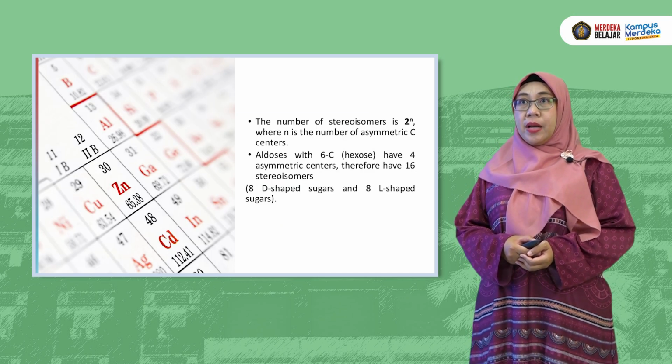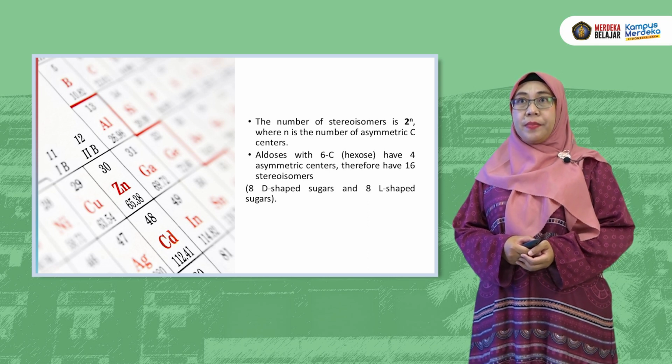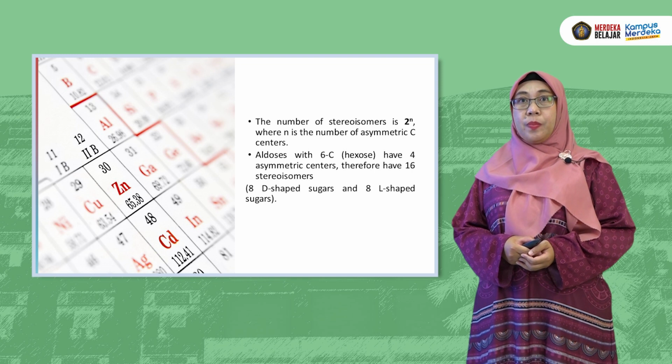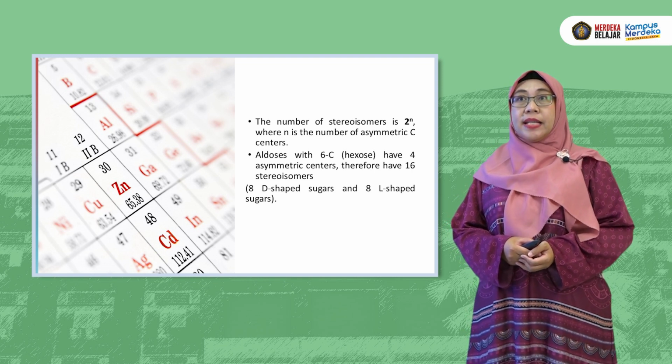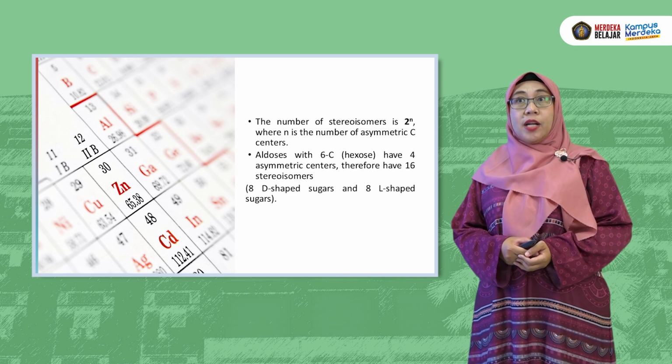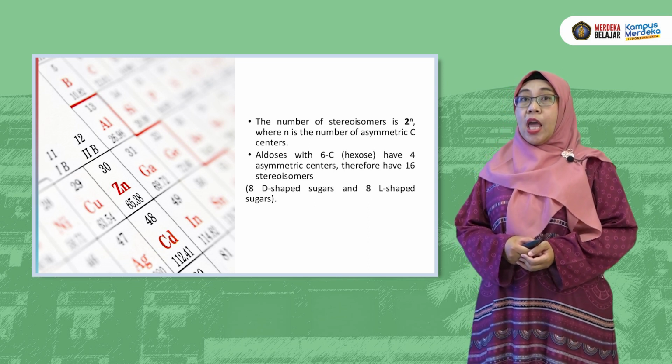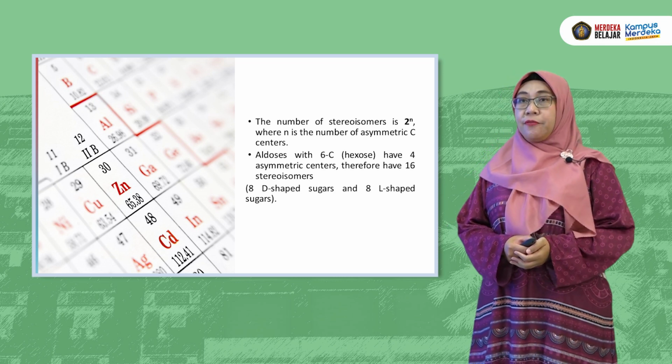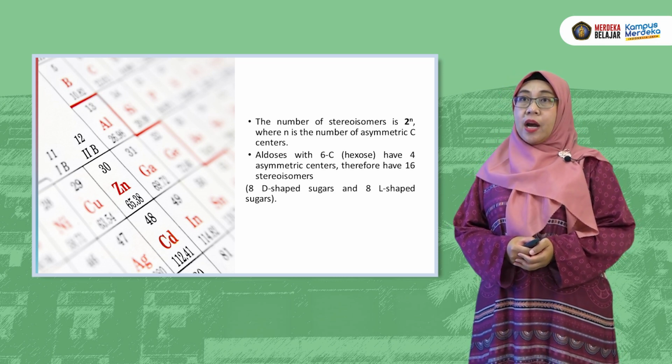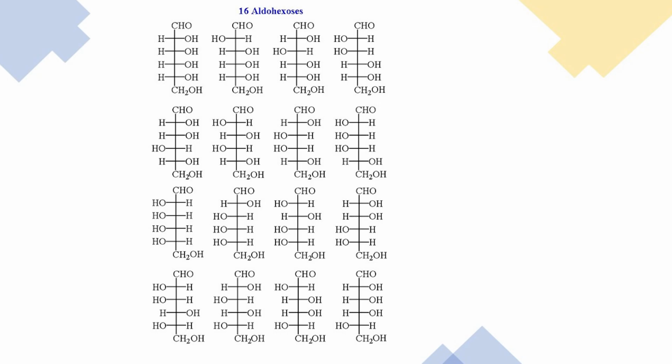The presence of asymmetric carbons in sugars causes stereoisomers. The number of stereoisomers is 2^n, where n is the number of asymmetric carbon centers. So, aldoses with 6 carbons, or aldohexoses, have 4 asymmetric centers, and therefore have 16 stereoisomers. There are 8 D-shaped sugars and 8 L-shaped sugars. These are the 16 stereoisomers of glucose. These molecules all have the same molecular formula, C6H12O6, but they differ in the arrangement of hydrogen and hydroxyl groups.